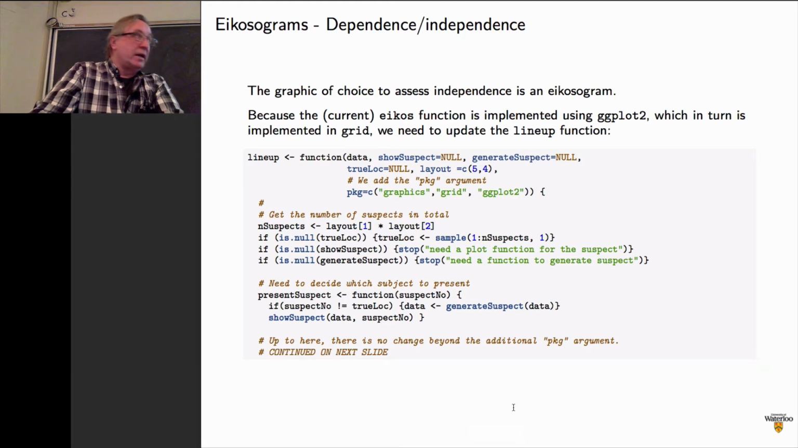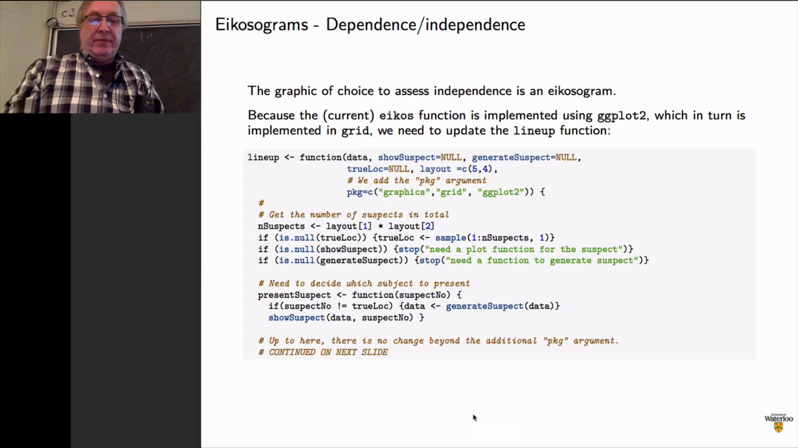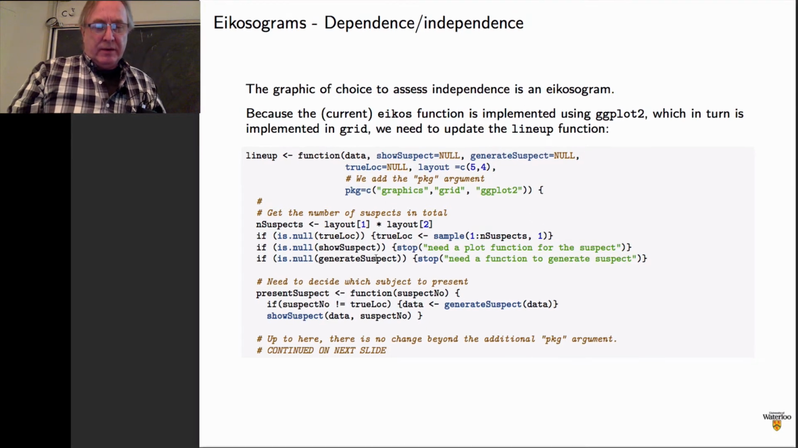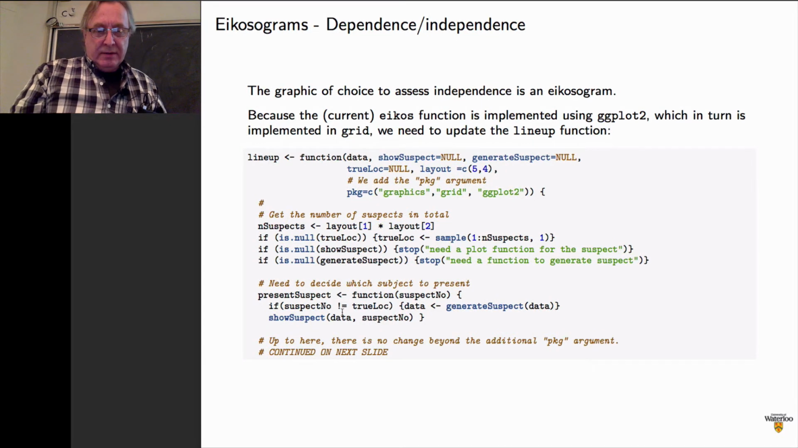And what we're going to use is an Eikosogram to assess the independence. Now the Eikosogram, the current implementation, is grid-based. In particular, it's presently ggplot2 based, but that's going to change to just be plain grid in the next version. And that means I have to adjust my lineup function slightly. So lineup, remember, lineup doesn't care about anything. You've got some way of getting the data, giving me the data. You've got some way of showing the suspect, some way of generating the suspect, etc. And what I have to do is nothing there. That's the same as we've had before.